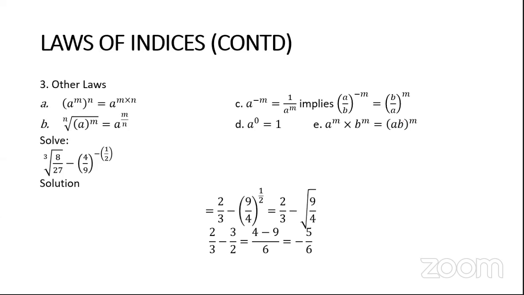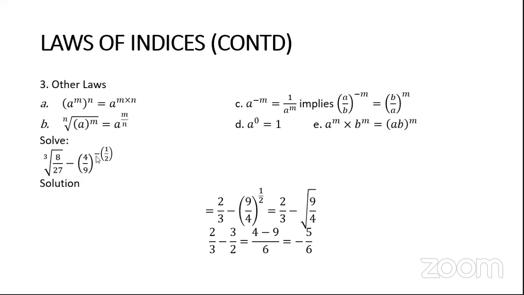So in this case, I have a question here. That's the third root of 8 over 27 minus 4 over 9 raised power minus half. So you can see this. How do you do it? The third root of 8 over 27, we have said that anytime you see the 3 here, it's the third root. It's very simple here because the third root of 8 is 2, and the third root of 27 is 3, minus.